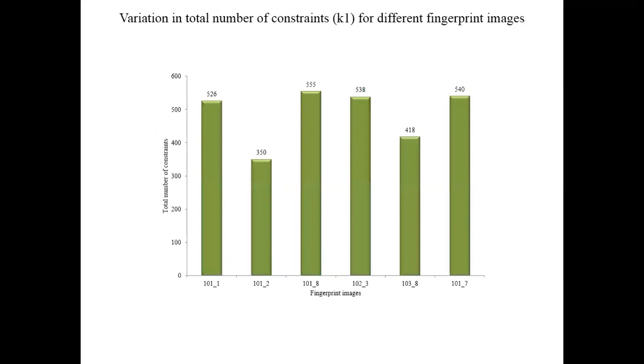And what I'm trying to reflect here in this graph is that based on the fingerprint images of the same person, it is also possible to have different fingers generating different secret constraints. For different fingerprint images, the secret constraints can vary from 350 to a very large value such as 540 and so on. So there's a huge variation in the number of secret constraints that get embedded. Next slide, please.